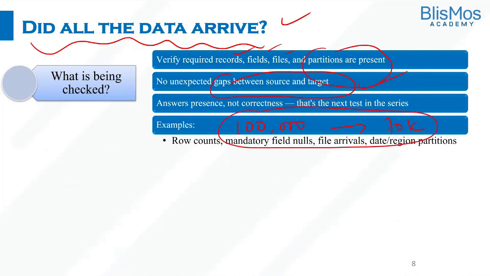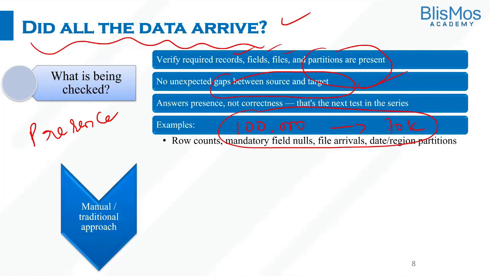So again, what we are reiterating is that completeness is about presence, not correctness. That distinction matters because a value can be present and still be wrong.